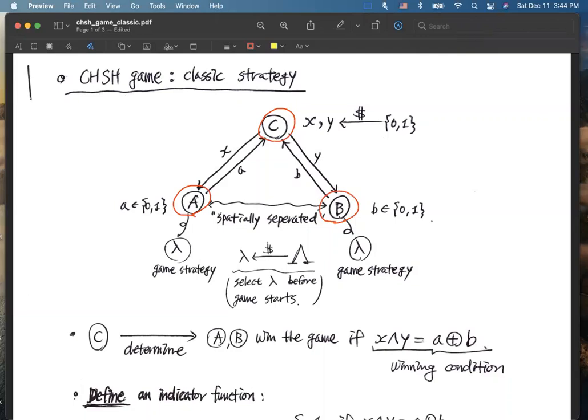Charlie randomly generates x and y values, which are random bits, and Charlie sends the x value to Alice and the y value to Bob. Once Alice receives x from Charlie, she decides which a value to send back to Charlie, and Bob also decides which b value he sends back to Charlie.